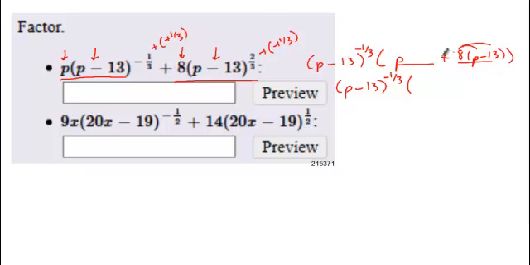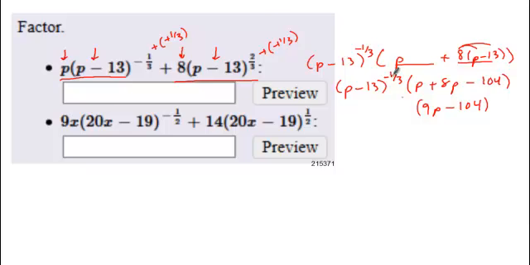And so when I distribute that out, I have p plus 8p, and then minus 8 times 13. If you take 8 times 10 is 80. 8 times 3 is 24, so 80 plus 24 is 104. Combine my like terms here. That gives me 9p minus 104. So there's my remaining factor.